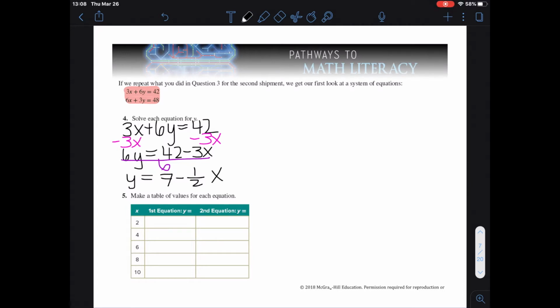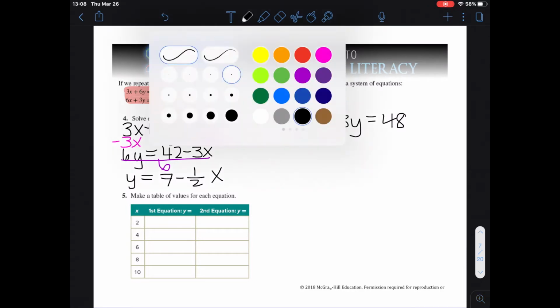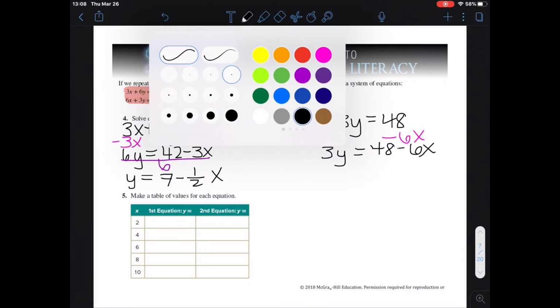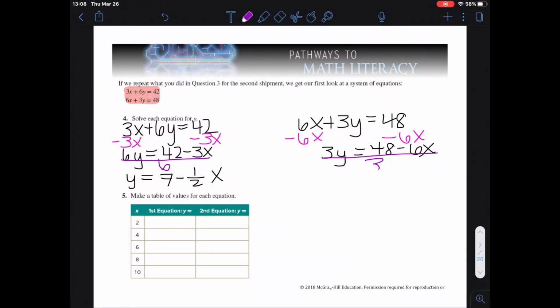For the second equation, we have 6x plus 3y equals 48. We're going to do the same thing. We want to solve for y, so bring the x to the other side. That gives us 3y is 48 minus 6x. Then we divide by 3 to get y on its own. That gives us y is equal to 48 divided by 3, which is 16, and negative 6 divided by 3 is negative 2.